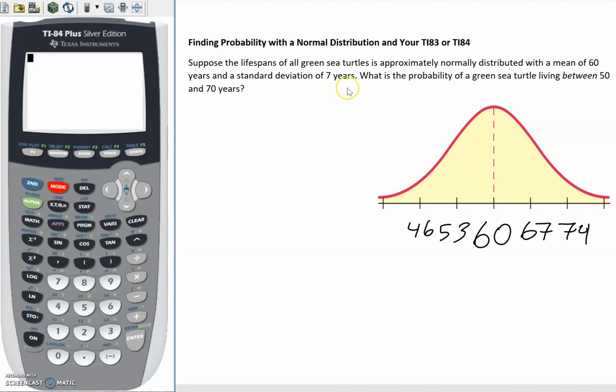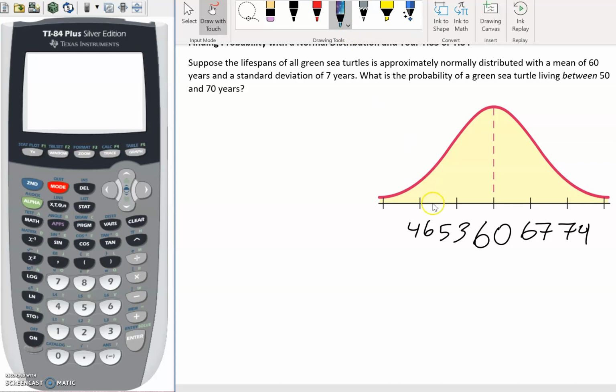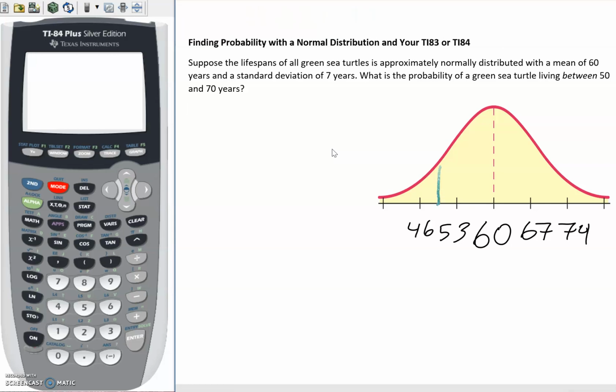So we're interested in finding the probability that a green sea turtle would live between 50 and 70 years. So first, it's a good idea to ask yourself, okay, where is that region? So 50, right, somewhere between 46 and 53 is in here. So you can mark that off as well if you want. So 50 is there. 70 is between 67 and 74. And so we want to find all of that region. Right? What's the probability of landing in that region based on this curve?